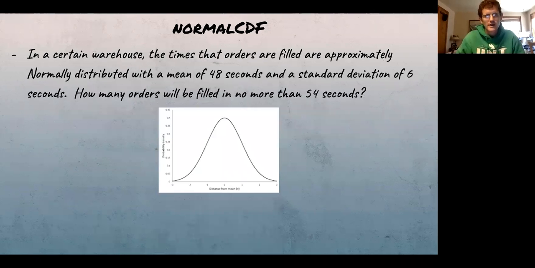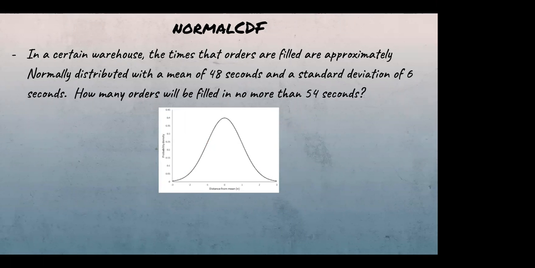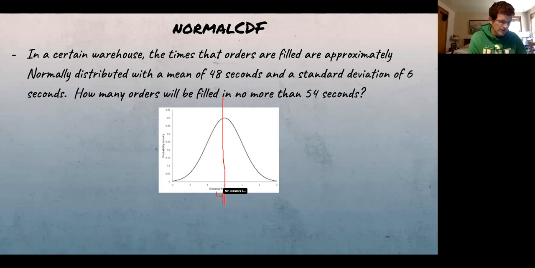In a certain warehouse, times that orders are filled are approximately normally distributed with a mean of 48 seconds and a standard deviation of 6 seconds. How many orders will be filled in no more than 54 seconds? Okay, so I've got my normal curve. If I didn't have it, I'd want to draw this to make sense of it. So my mean is 48 seconds. And since it's a standard deviation of 6, I've got 42 down here, 36. I'll only go 2 out. That's 54 and that's 60.